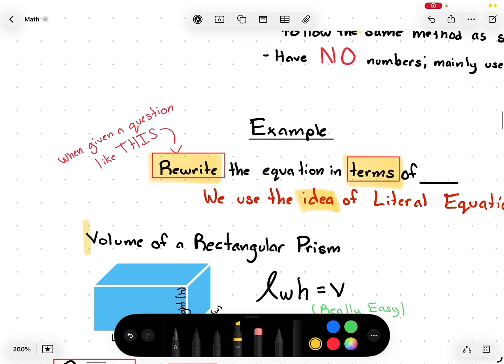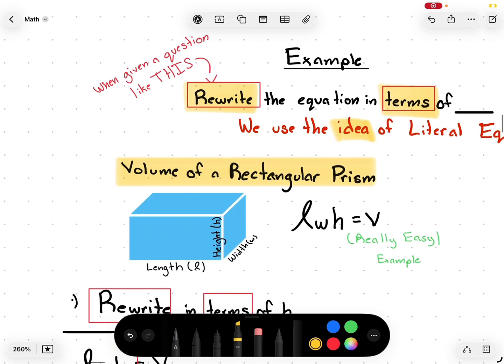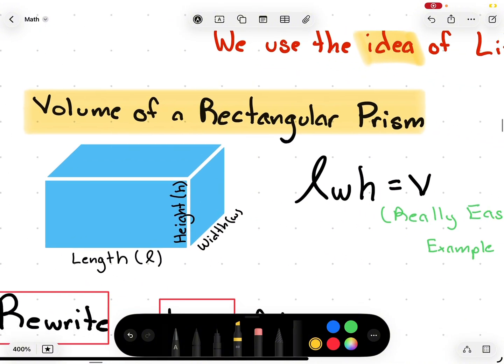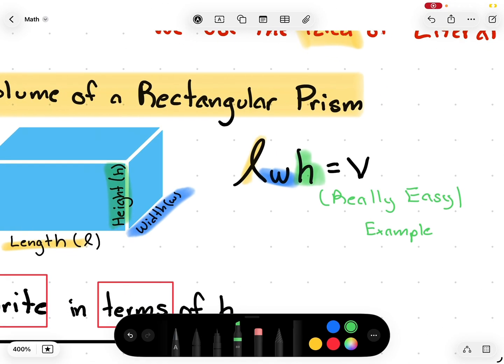So for our example, I will be using the formula of the volume of the rectangular prism. For those of you who do not know, this is a rectangular prism. Here's the length, here's the width, and here's the height. And the formula for that is length times width times height is equal to the volume. This is a very simple example, but it's best to show what exactly I'm trying to explain.